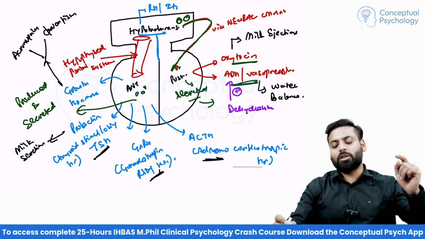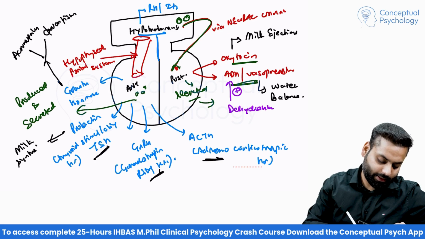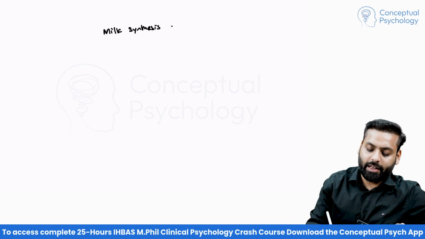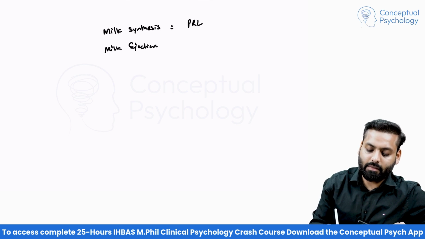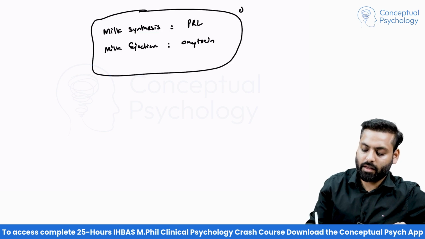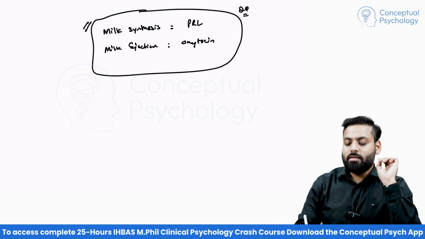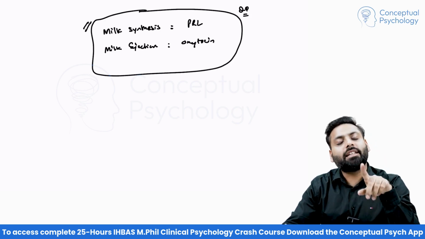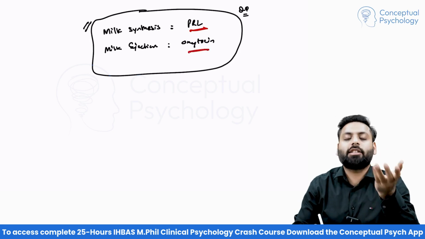Okay. One more thing to note: this is not milk secretion, it is milk synthesis. Milk synthesis is by prolactin. Milk ejection is by oxytocin. This is a trap question here. If they tell you that there is a hormone which is synthesizing the milk, then that is prolactin. The synthesized milk has to come out of the nipple, that is oxytocin.